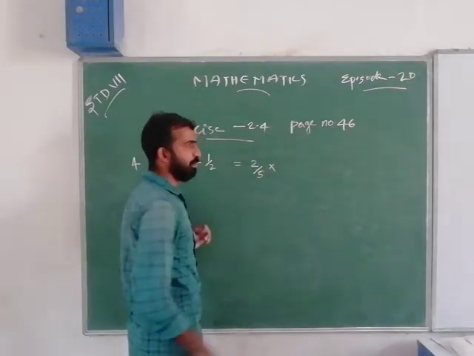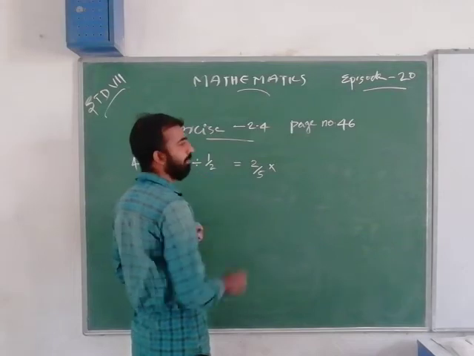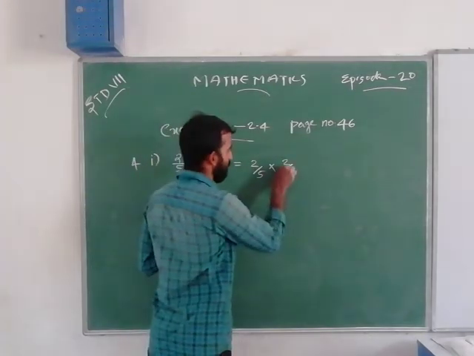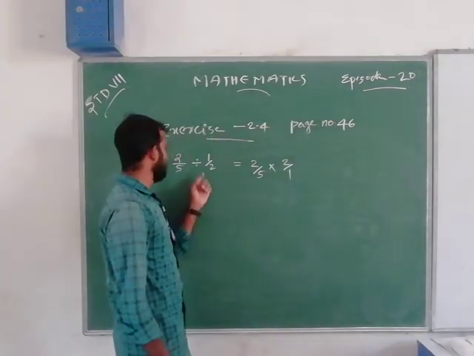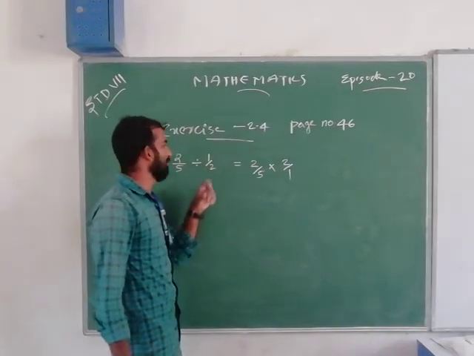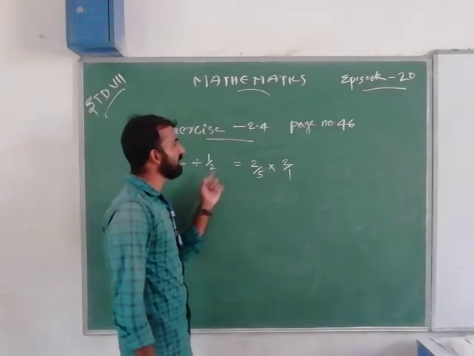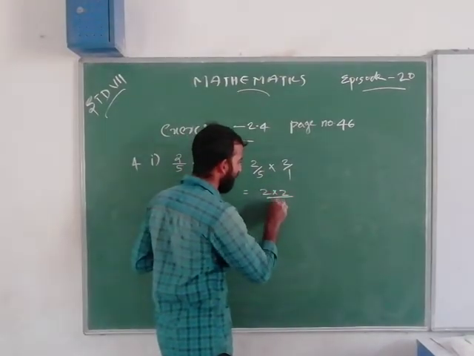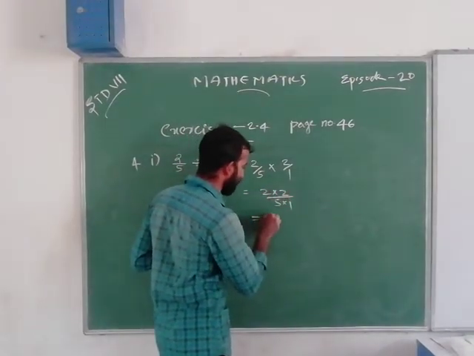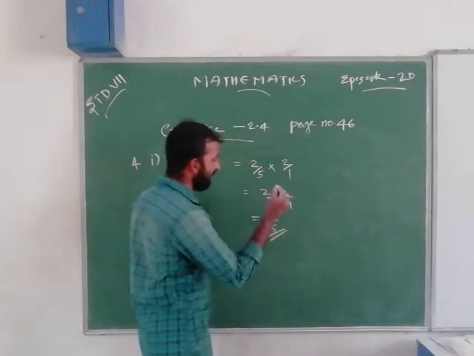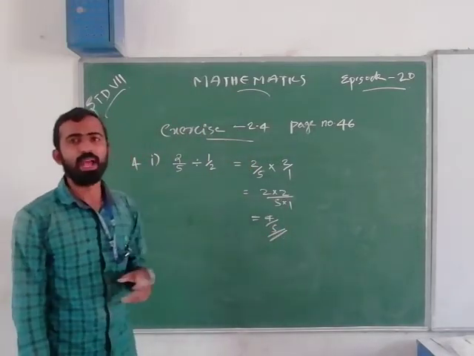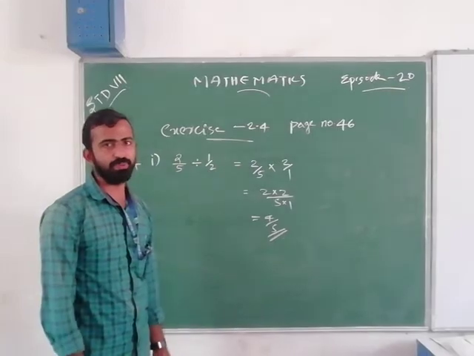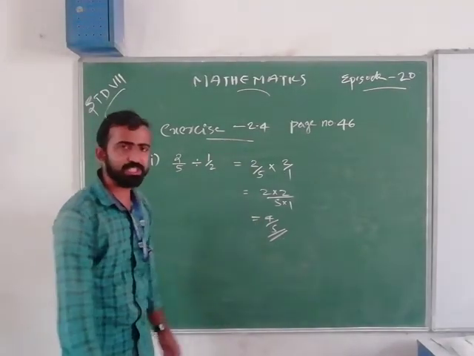2 by 5 into 1 by 2 means 2 by 1. That is, we take the reciprocal of 1 by 2, that is, 1 by 2 becomes 2 by 1. So we can write 2 into 2 by 5 into 1, that is 4 by 5. Answer is 4 by 5. And next one is, what is the next one?